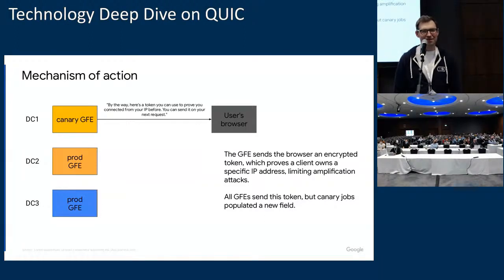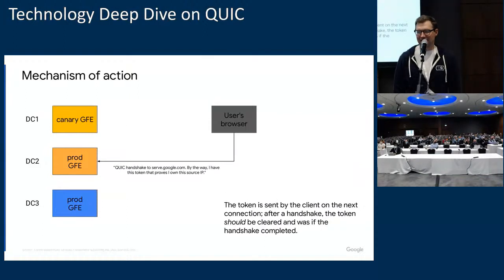In this case, the canary jobs populated a new field that was mostly used for informational purposes, so there's this new field that was shoved into this particular blob of data. Of course, it's all encrypted, so the client can't tell. Next slide. Again, the token is sent on by the client to the next GFE. This one does not have the new code. Additionally, the token should be cleared no matter what after doing this handshake because you already used it once. However, due to a bug in our IETF QUIC implementation in Chrome at the time, that did not happen. So it stuck around in the browser until a handshake completed.